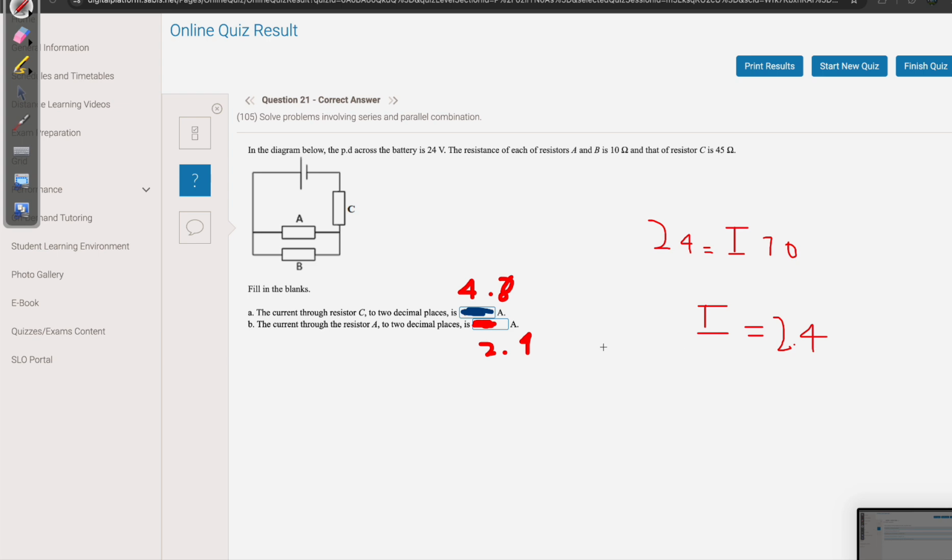Now that we have that, the current of the combination, right? Wait, what? Wait.